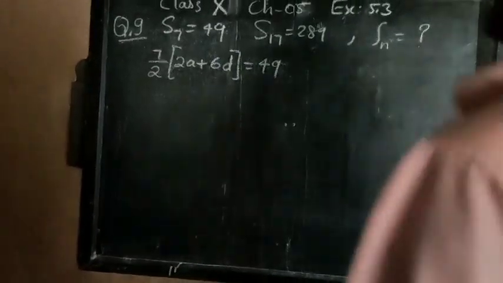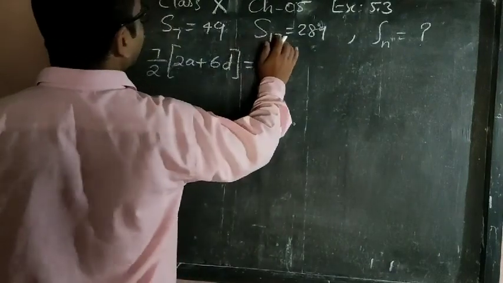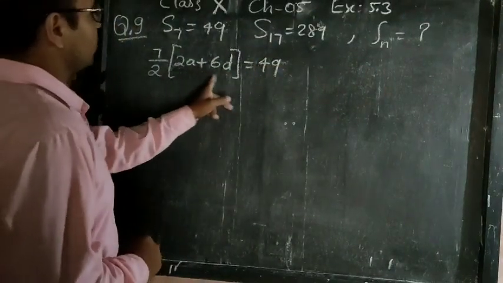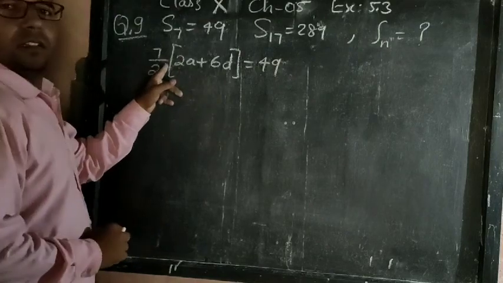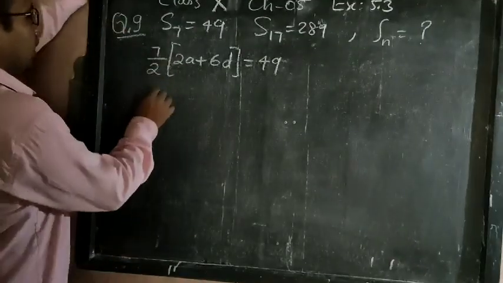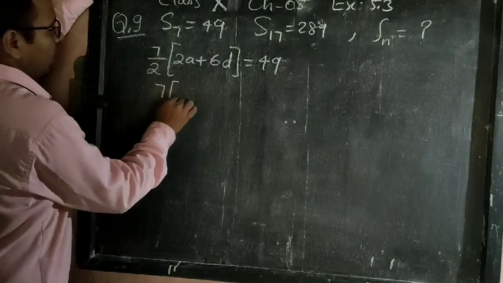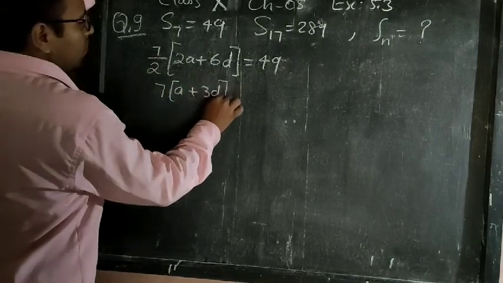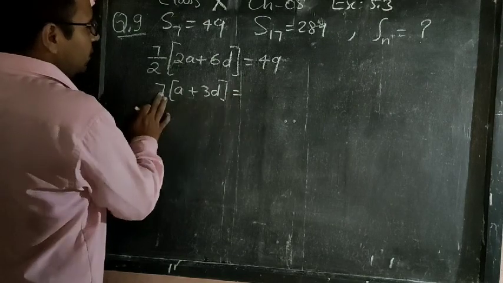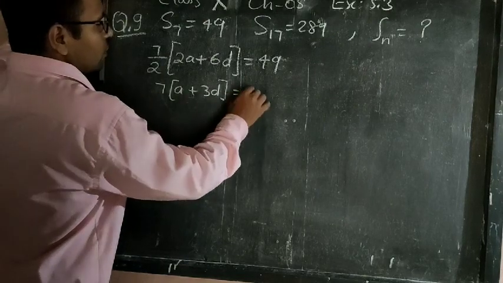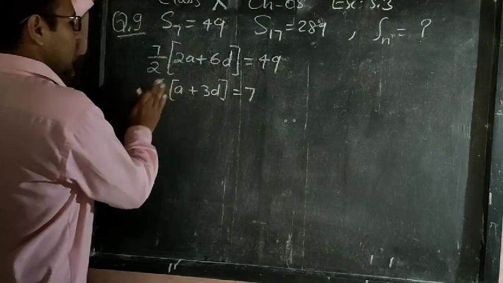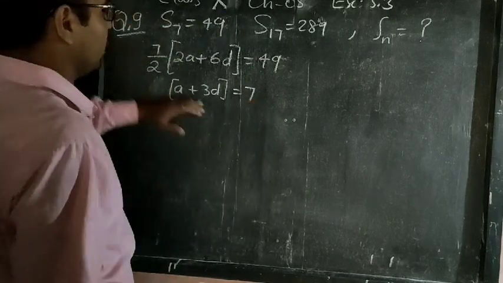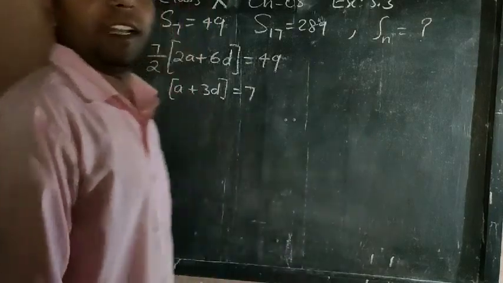So we have to expand this S17 also. Just take 7 common from these terms and take it outside. So what will we get here? 7 in the bracket, a plus 3d, is equal to how much? 49. And this 7 will go in division. So 7 7s are 49, so this 7 cancels as we have done in the division. So we have got this equation: a plus 3d. Keep it as it is.